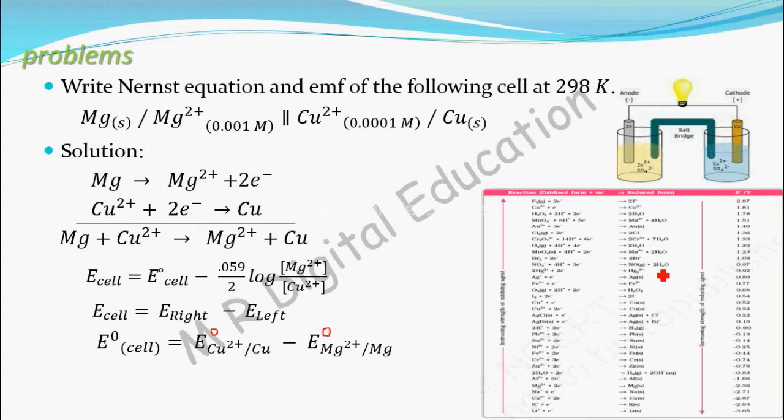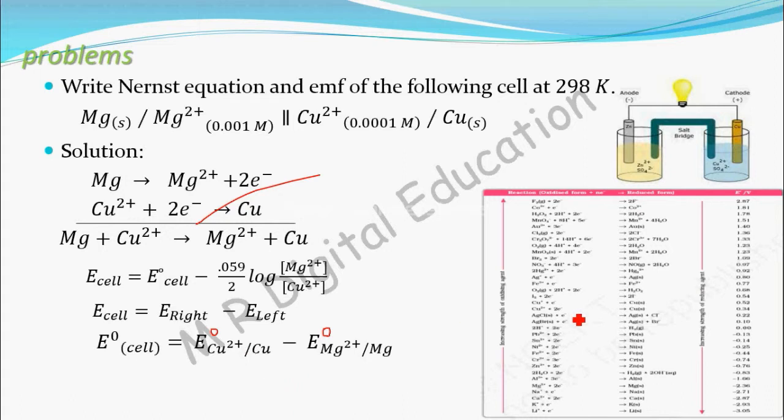The standard reduction potential you can get from this table. Standard reduction potential means when the concentrations of the solutions are unity, then the electrode potential is the standard electrode potential, and you can get those values from this table. Now what we are calculating is the EMF of the cell at these concentrations; these are standard, meaning when the concentration is 1 molar.